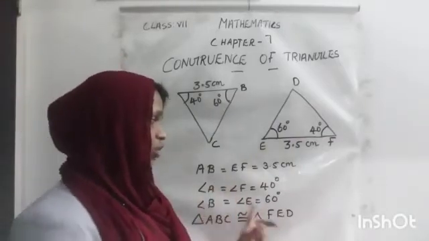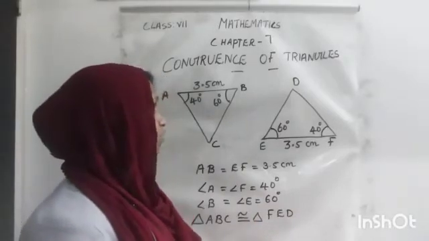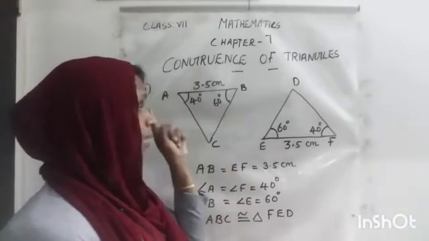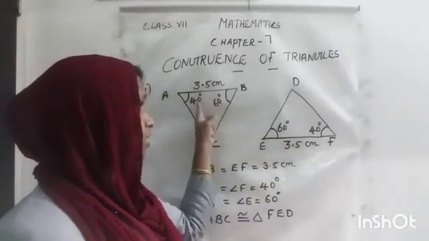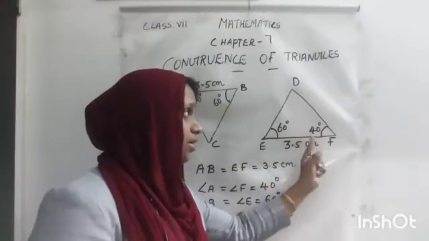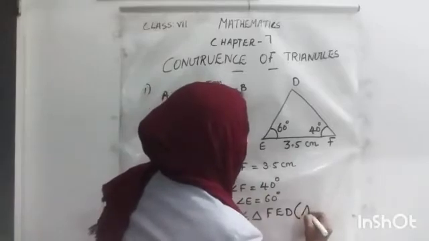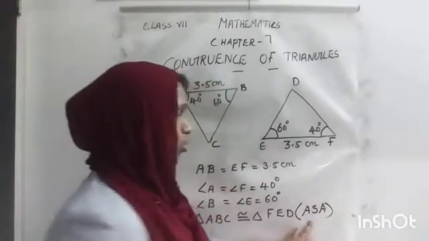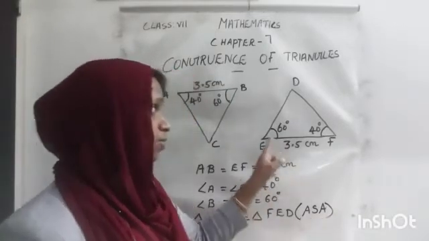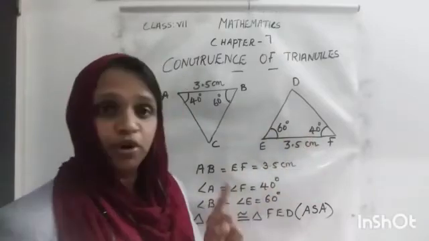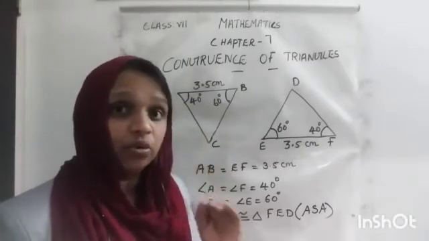So we can tell that these two triangles are congruent. By which rule? Two angles and one included side. See, between these two angles lies this side, 3.5. So we can tell that these two triangles are congruent by ASA: two angles and also one included side, because this 3.5 lies between the 60 and 40 degree angles, and here also between 60 and 40, 3.5. That means that is the included side.